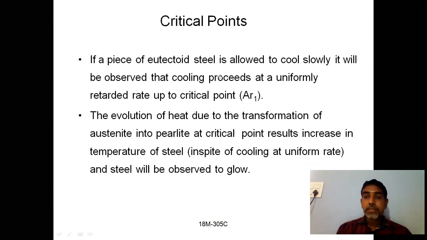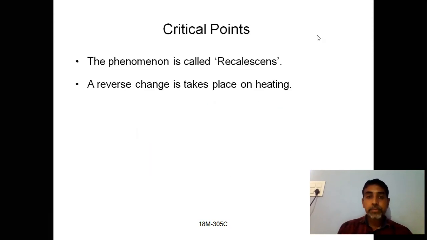If you see here, that phenomenon is known as recalescence. It is glowing. Your steel is glowing. Why is it glowing? Because of the temperature generation. When austenite is forming into pearlite, heat is generated. Because of that heat, your steel is glowing. That phenomenon is known as recalescence.